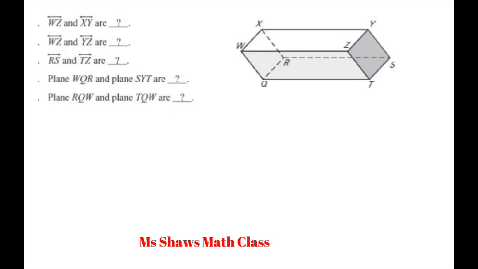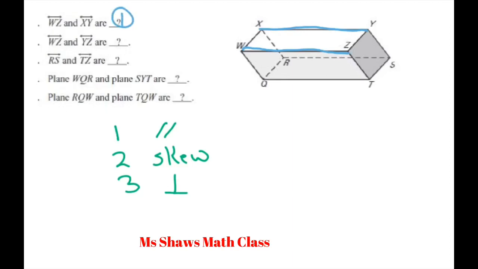We'll go a little faster on the last one. So we know 1 is parallel, 2 is skew, and 3 is perpendicular. All right, so WZ is here, and XY is here. So those lines are parallel. WZ and YZ, those lines are perpendicular. So that's 3.